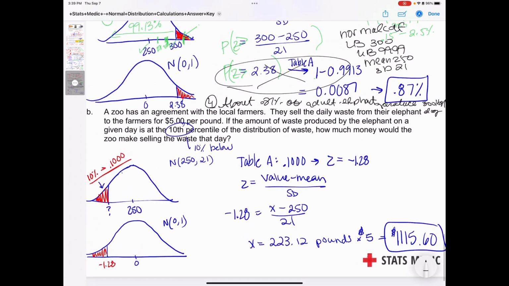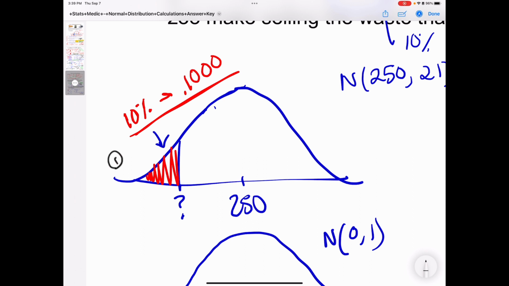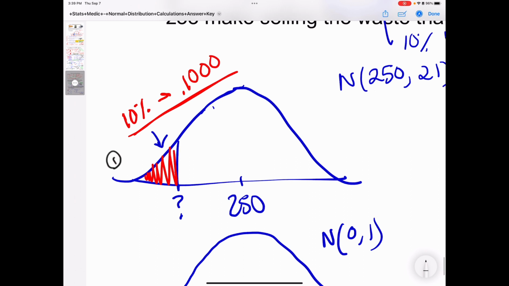A zoo has an agreement with the local farmers. They sell the daily waste from the elephants, and so I am looking for the 10th percentile. The 10th percentile, as you can see, the drawing here is down here. So step 1, I've drawn a picture. Look, I've got the normal model labeled, I've got the mean labeled, then I've got my percentage labeled, and I'm just going to call this y.